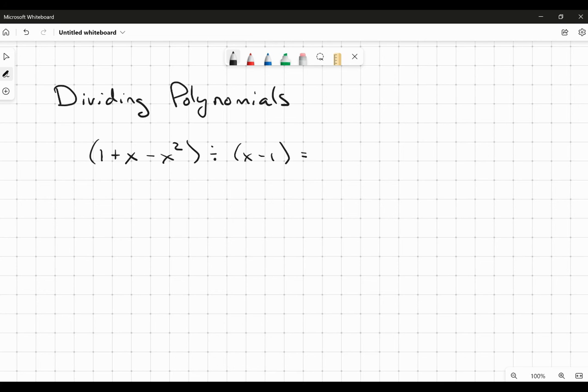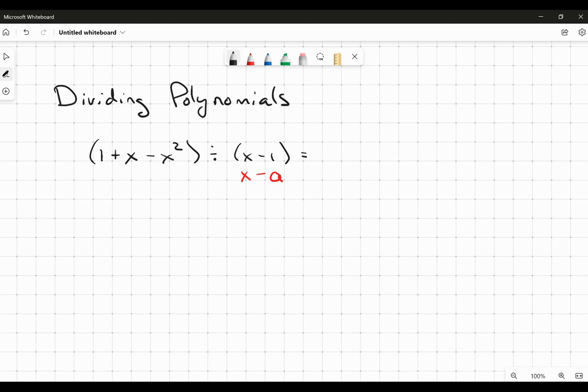Hi, everybody. So in this video, we're going to do just an example of dividing polynomials. The question I'm looking at here is 1 plus x minus x squared divided by x minus 1. Because I'm dividing by a binomial in the form of x minus a, and there's no coefficient in front of the x, the easiest thing for me to do here is to apply synthetic division.